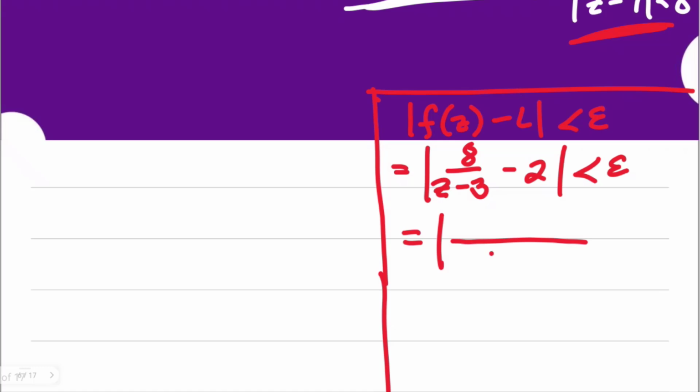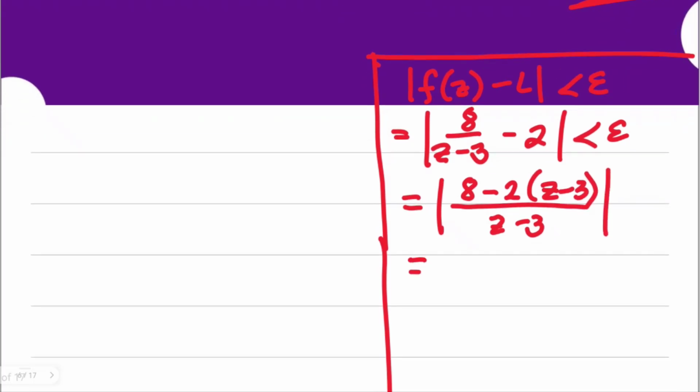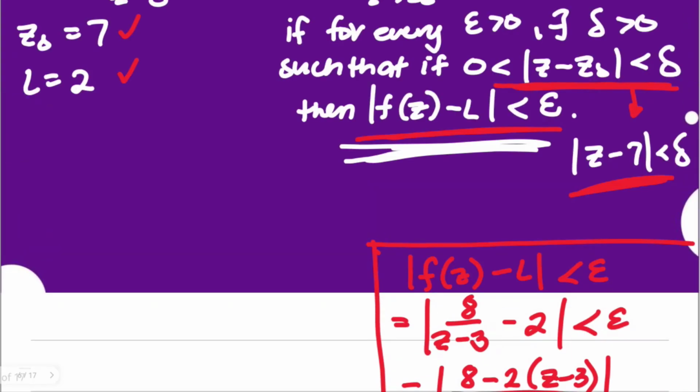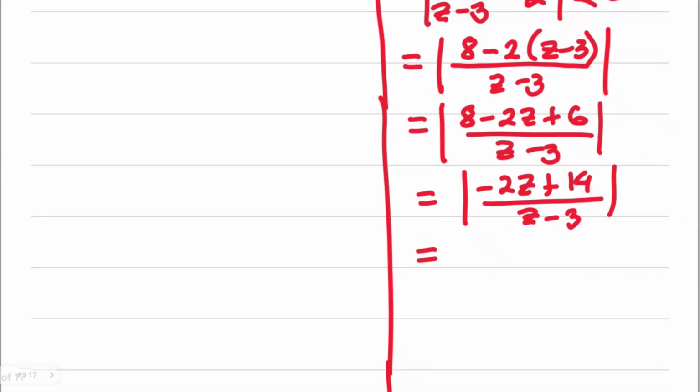By LCD, you have z minus 3 as the denominator, and 8 minus twice z minus 3 in the numerator. Simplifying the numerator, you have 8 minus 2z plus 6, all over z minus 3. This is equivalent to negative 2z plus 14 over z minus 3. Take note, what we want is z minus 7 so that we can represent it with delta. In the numerator, you can factor out negative 2.